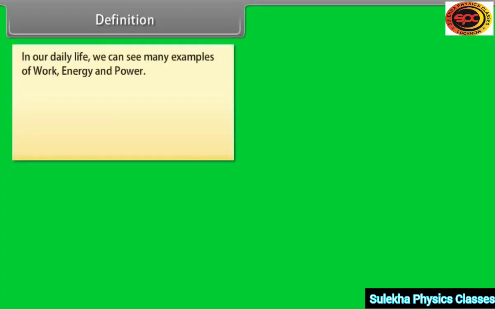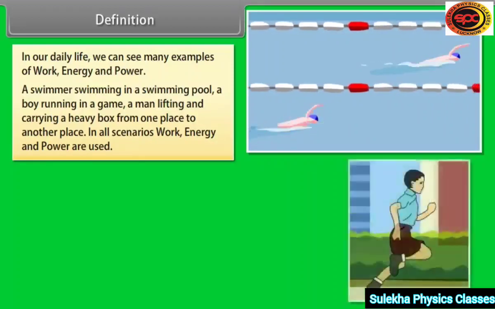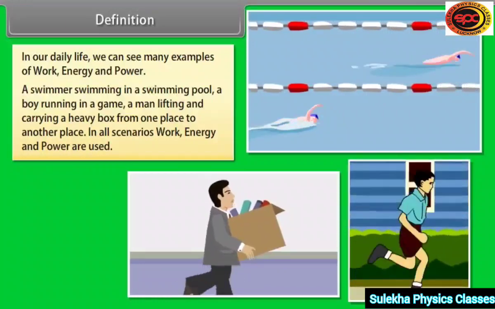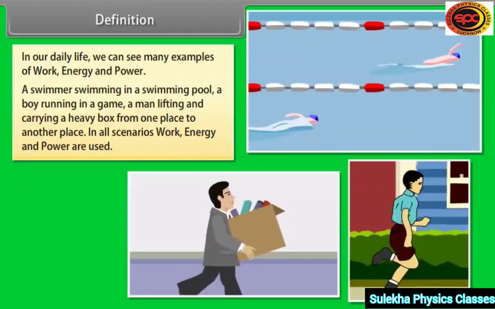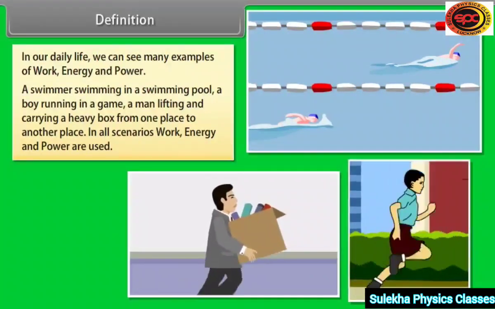Definition. In our daily life, we can see many examples of work, energy and power. A swimmer swimming in a swimming pool, a boy running in a game, a man lifting and carrying a heavy box from one place to another place. In all scenarios, work, energy and power are used.